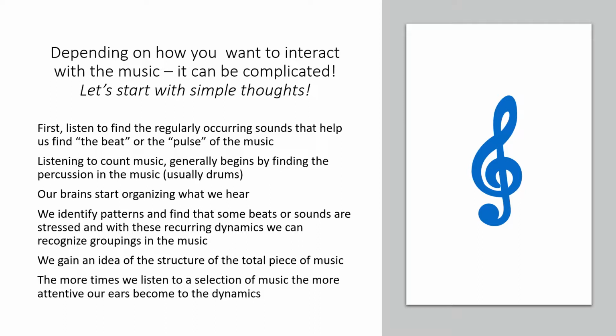Depending on how you want to interact with music, it can be complicated, so here are my simple thoughts. First, we've got to find the beat or the pulse of the music. Listening to count music generally begins by finding the percussion. Our brains just naturally will identify patterns in the music, and from there we can gain ideas about the structure of the music. And the more times we listen to a selection of music, the more attentive our ears become to it.